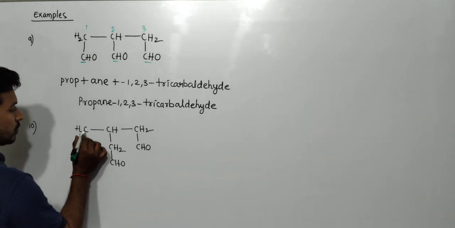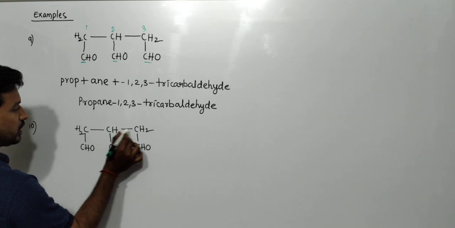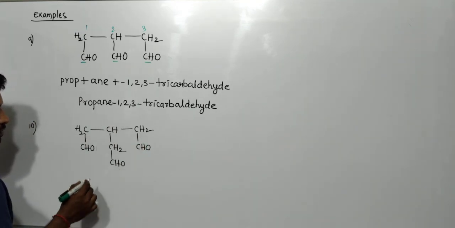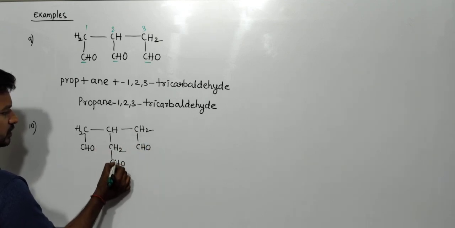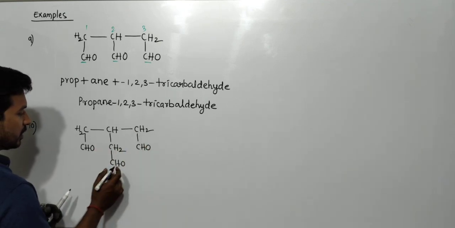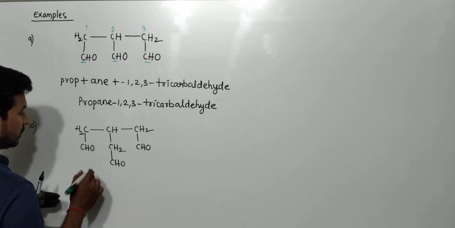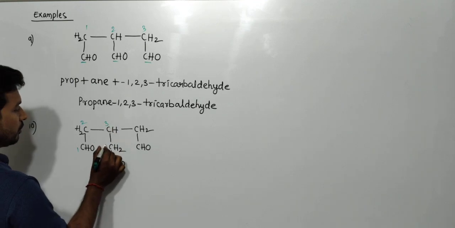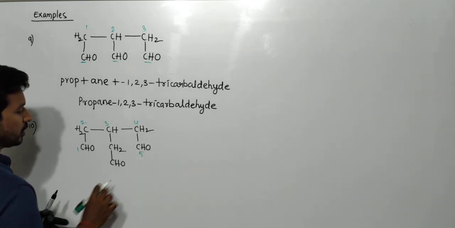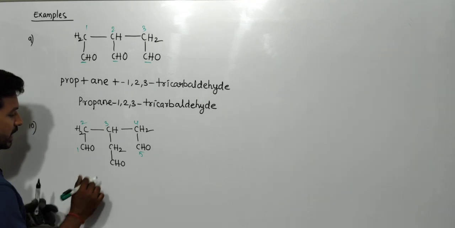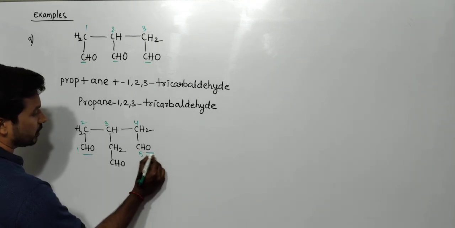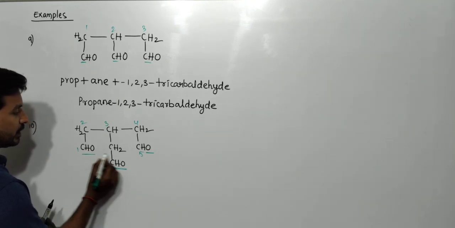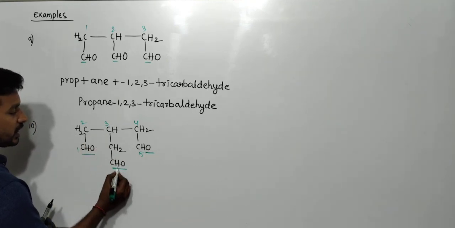Selection of parent chain: 1, 2, 3, 4, 5. All are the same, both are the same. So if these two are CH2, CH2, CHO, CH2, CH2, both are the same. So I am taking this as the parent chain, 1, 2, 3, 4, 5. Okay, by taking these two into the parent chain, you can ask me, how can you neglect this CHO?